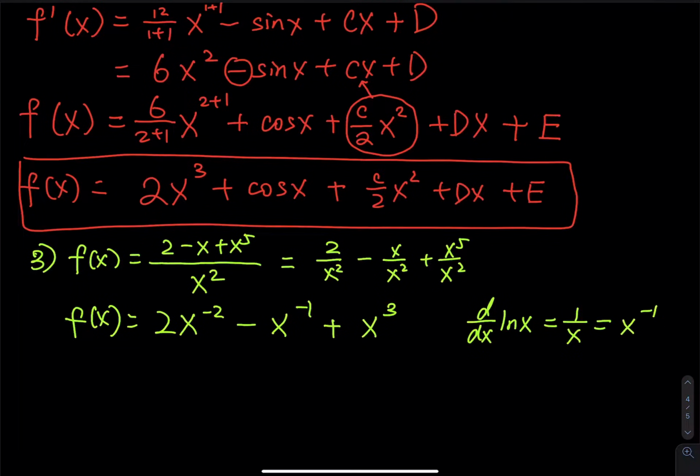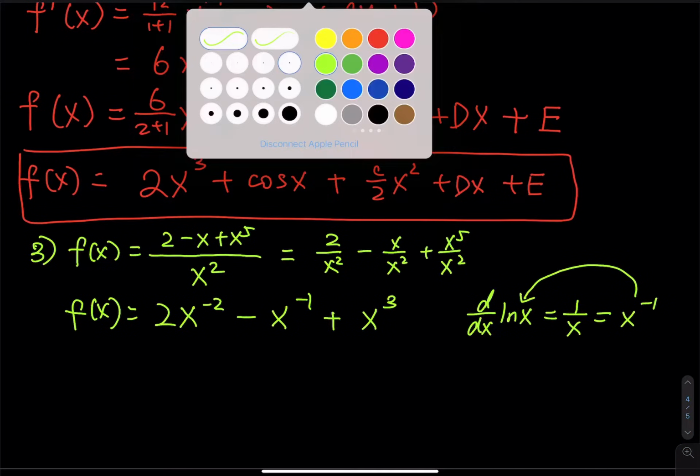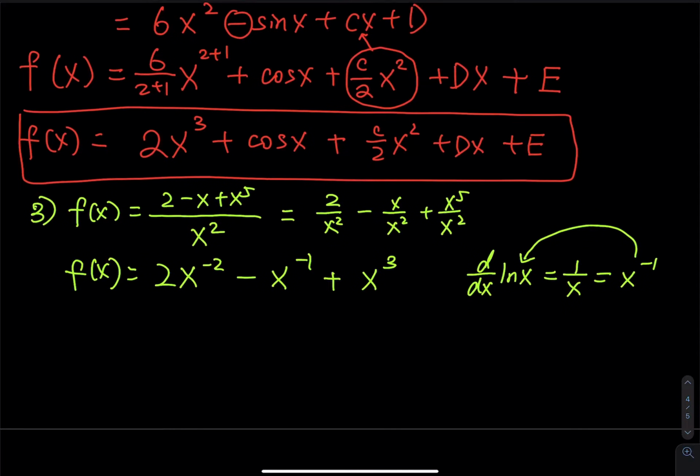So when you do the antiderivative of x to the negative 1, then you get your ln x. Otherwise, this is a wrong answer. So let me show you the wrong answer. The wrong answer is when you take the antiderivative of this, you go like that, x to the negative 1 plus 1, and then minus 1 divided by negative 1 plus 1. What do you get? You have a 1 divided by 0, and then x to the 0.